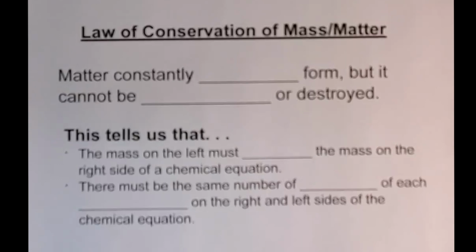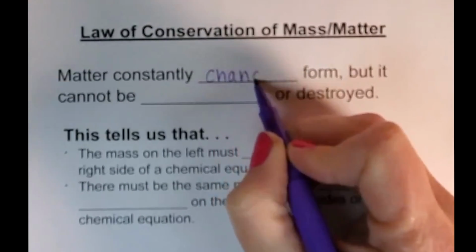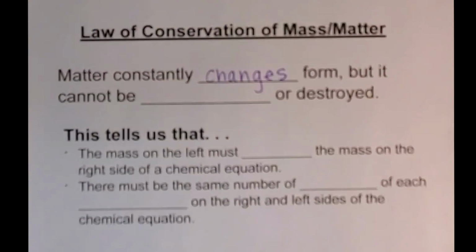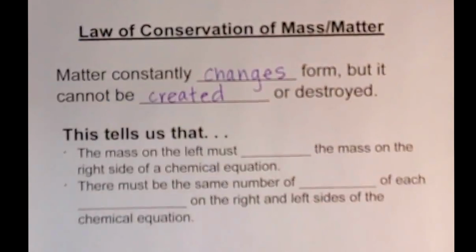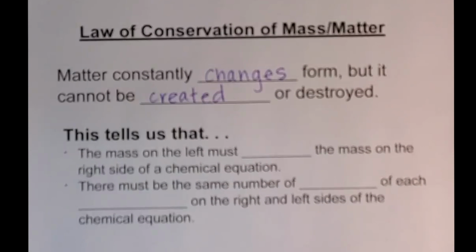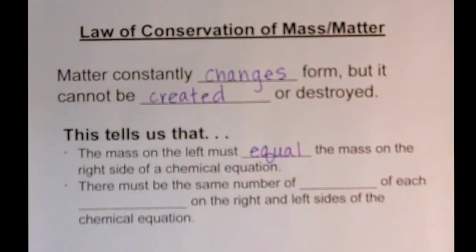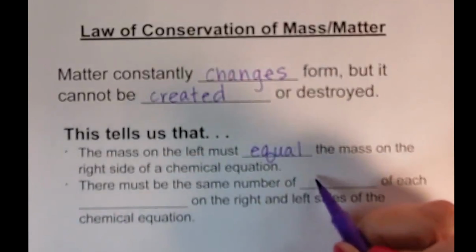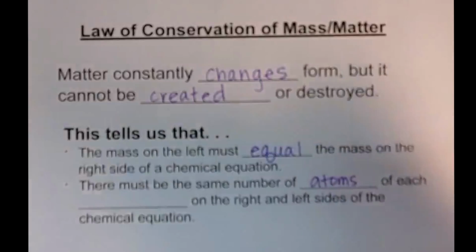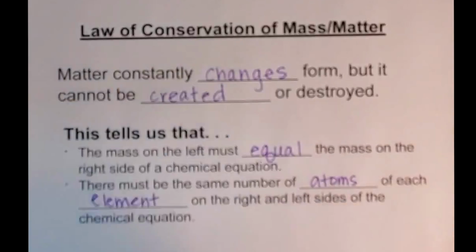The law of conservation of mass, also called the law of conservation of matter, states that matter constantly changes form, but it cannot be created or destroyed. What this tells us is that the mass on the left side of the equation must equal the mass on the right side of the chemical equation. There must be the same number of atoms of each element on the right side and the left side of the chemical equation.